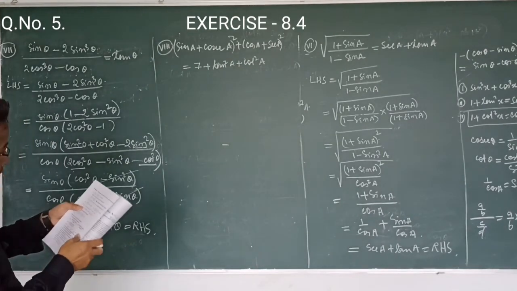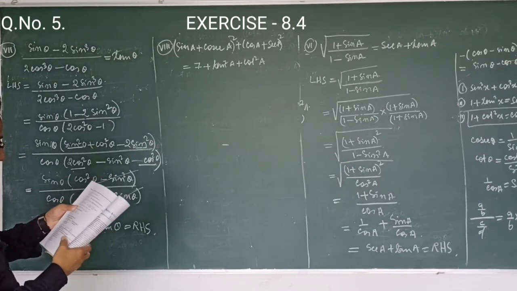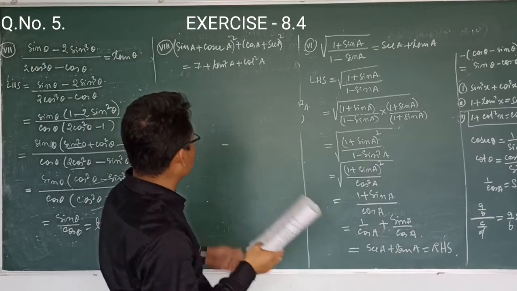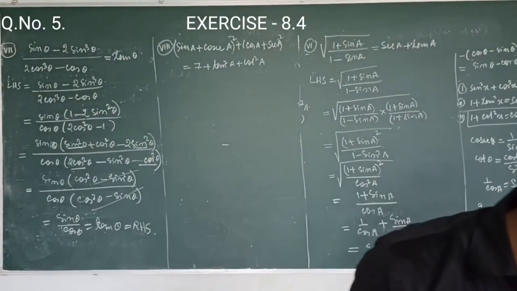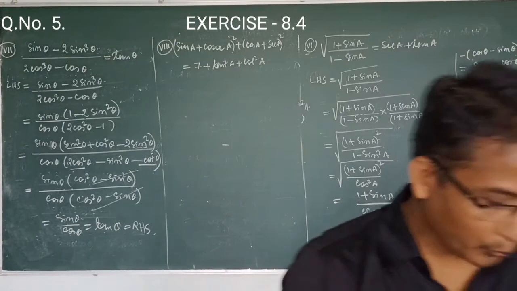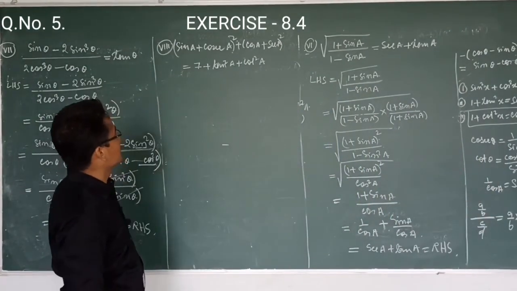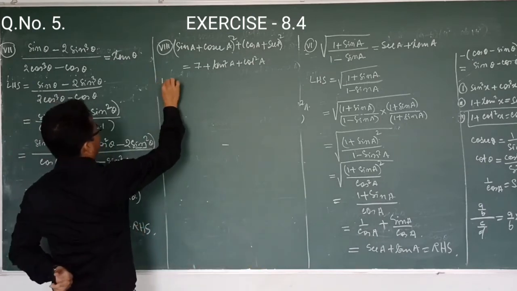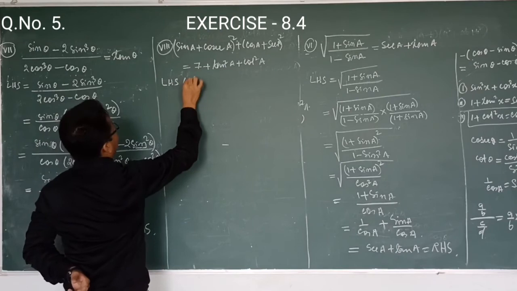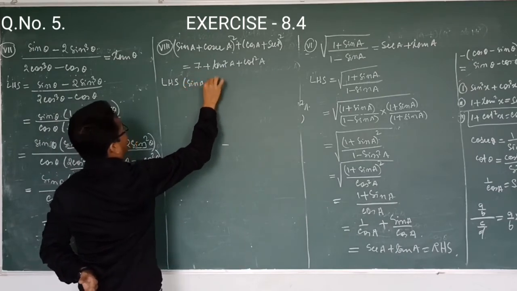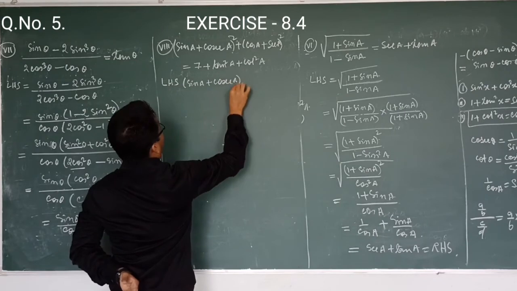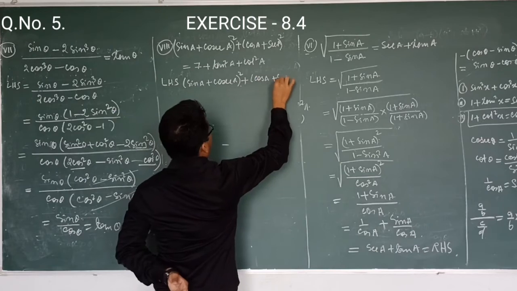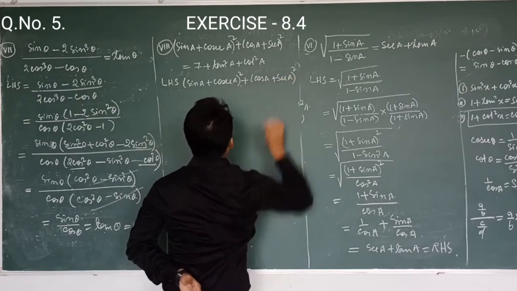Sin A plus cosec A whole square plus cos A plus sec A whole square equal to 7 plus tan square A plus cot square A. Okay, so let's see this question. The question is very long, but the solution is very simple. So take the left hand side. Our left hand side is sin A plus cosec A whole square plus cos A plus sec A whole square.